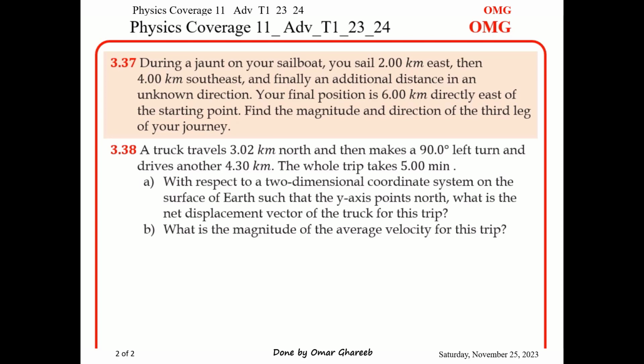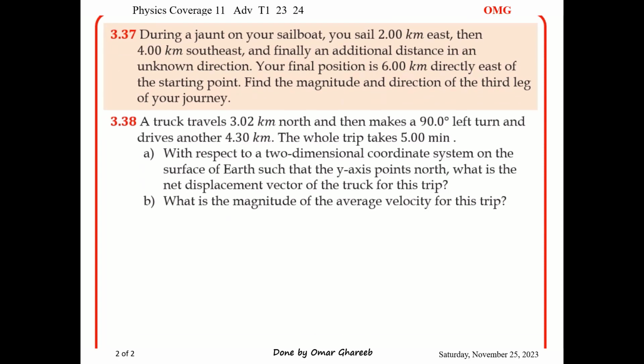So this question may come into the exam because it has two unknowns, the displacement and the average velocity. Let us find the answer easily. This question is very easy since there is no resolving of the vectors.